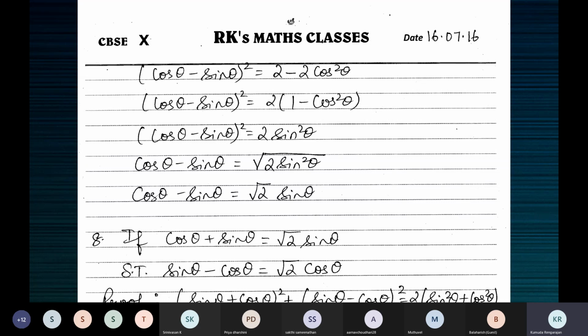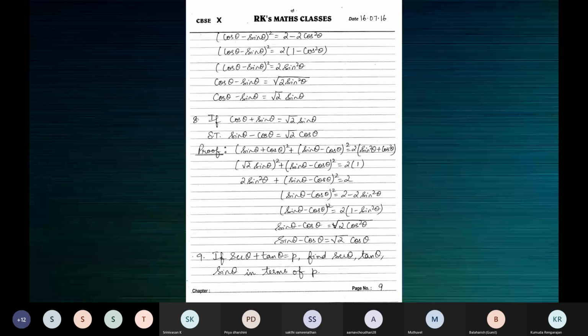The next one is similar. Take a picture. The 8th is similar to the 7th one.